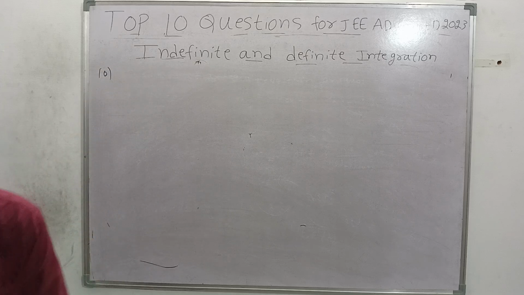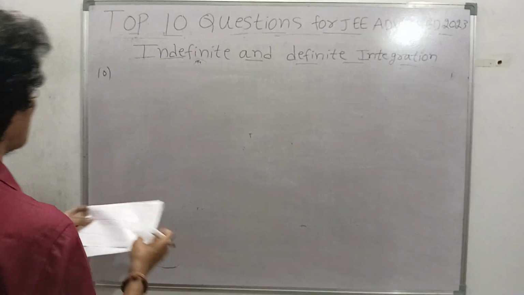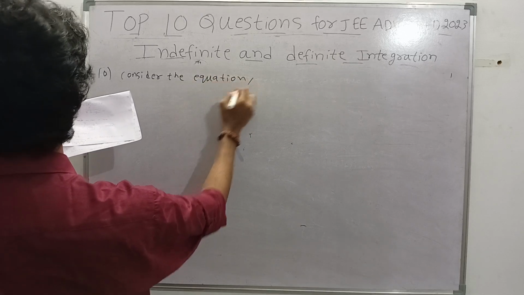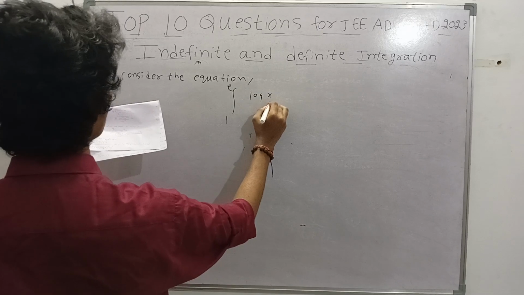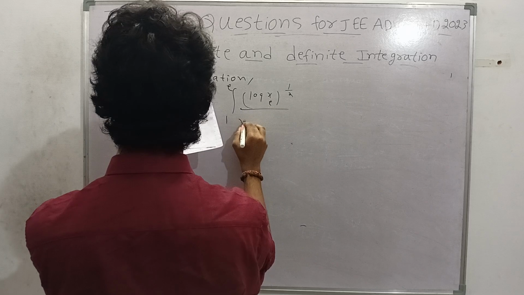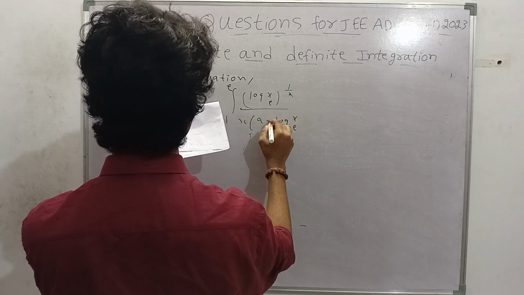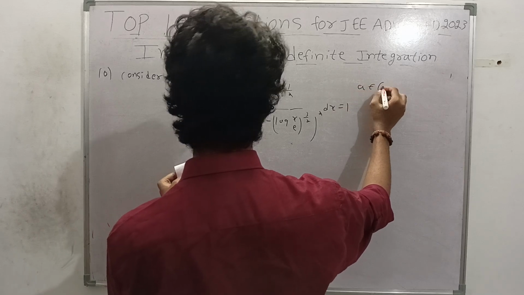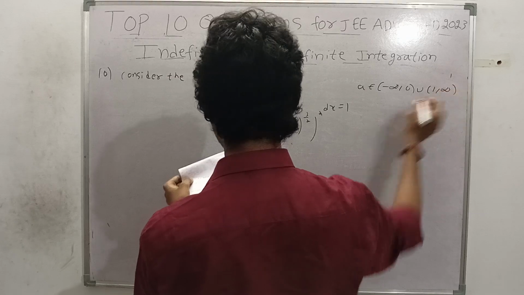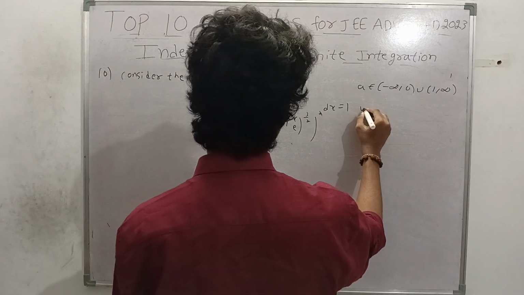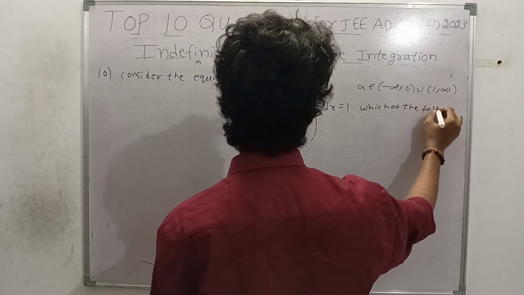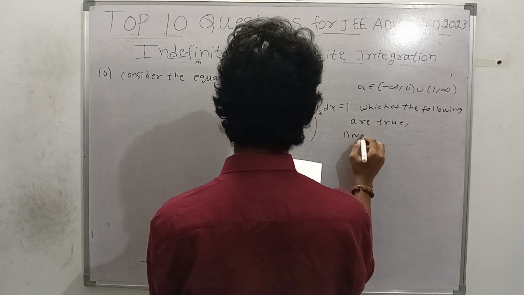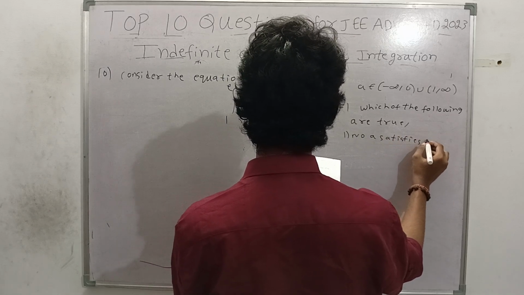Now last question guys, important. The next question is the JEE Advanced question only. Consider the equation. This question I got in JEE Advanced 2022. Important question and very simple question. They ask which of the following are true. And they give you first option: no a satisfies the above equation.